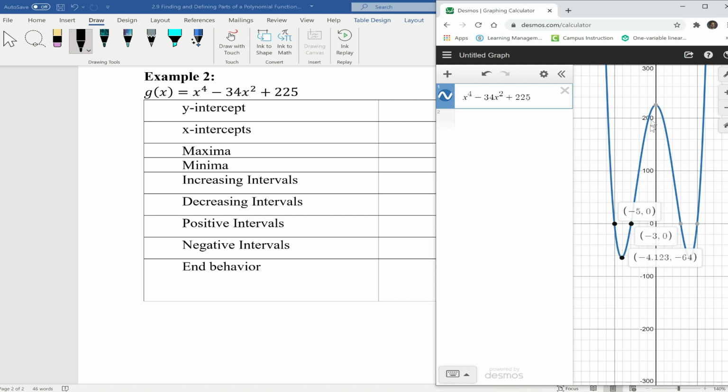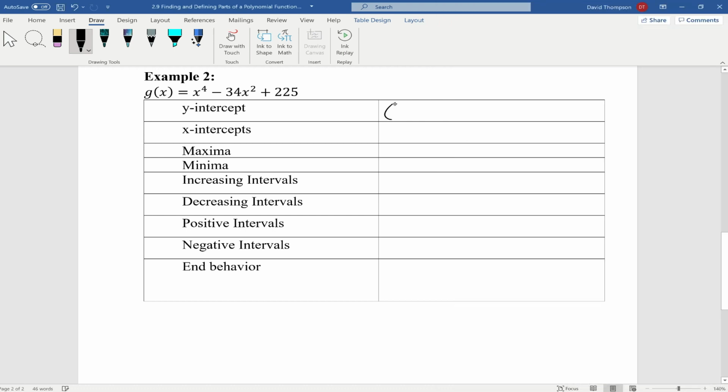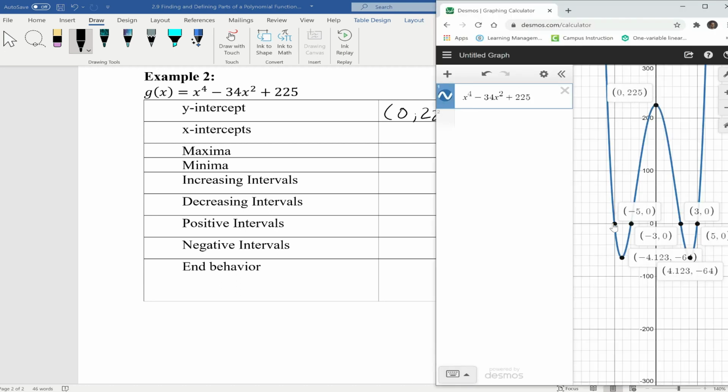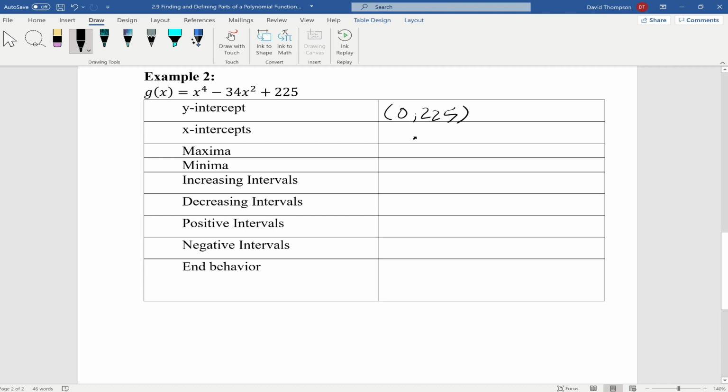And I'm just going to click off all these points. So our y-intercept is just going to be 0, 225. Going back to our graph. Next we want our x-intercepts. We have negative 5, 0, negative 3, 0, 3, 0, and 5, 0.